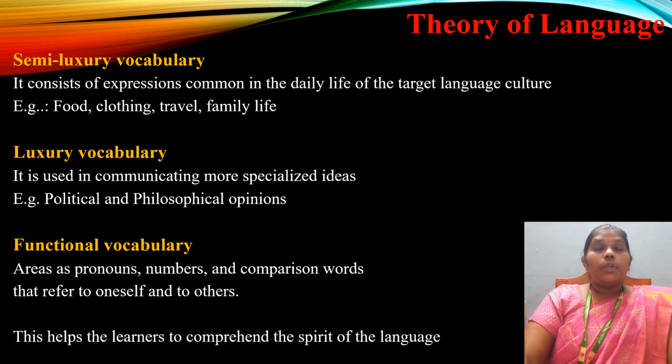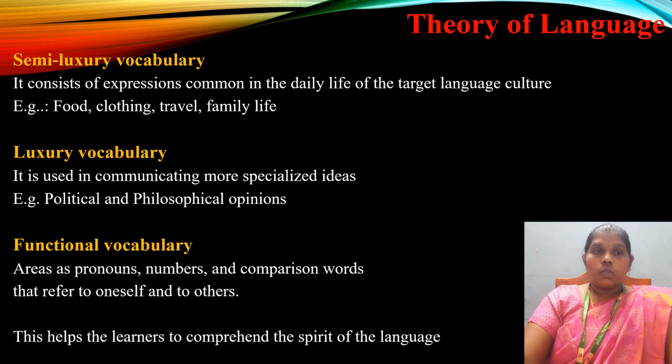Third, and the very important vocabulary in the Silent Way, is functional vocabulary. That is the areas of pronouns, numbers, comparison words, like this, where it may refer to oneself as well as to others. According to Gattegno, this third level of vocabulary predominates over the other 2. So this helps the learners to comprehend the spirit of the language.